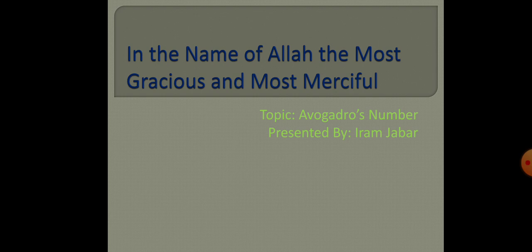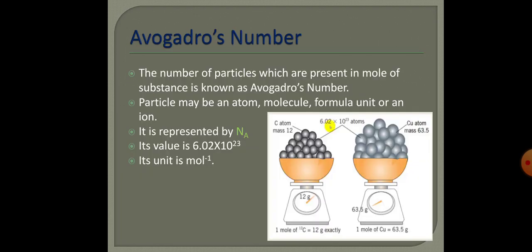In our today's lecture, we will discuss Avogadro's number. We know that an atom is an extremely small particle and we cannot weigh its mass. That's why we introduced a standard quantity which is known as mole. In the same way, we cannot calculate the number of particles which are present in 1 mole of a substance.